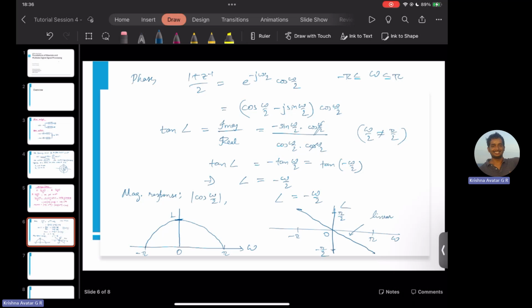The phase is linear, and that is the reason that we call such filters, where the phase is linear, a linear filter, right? In terms of phase. So which means it's linear phase, right?